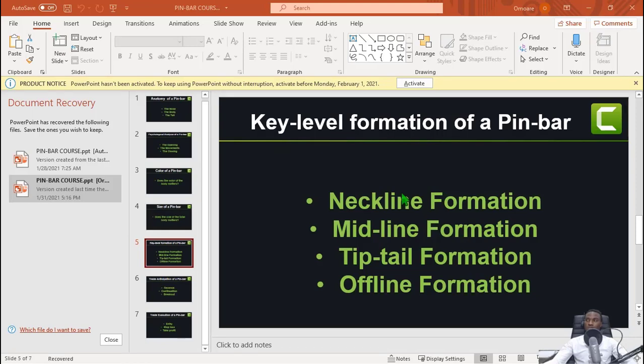And then next on our slide is the key level formation of a pin bar. So in this slide, we're going to discuss the neckline formation, midline formation, the tip tail formation, and then the offline formation.